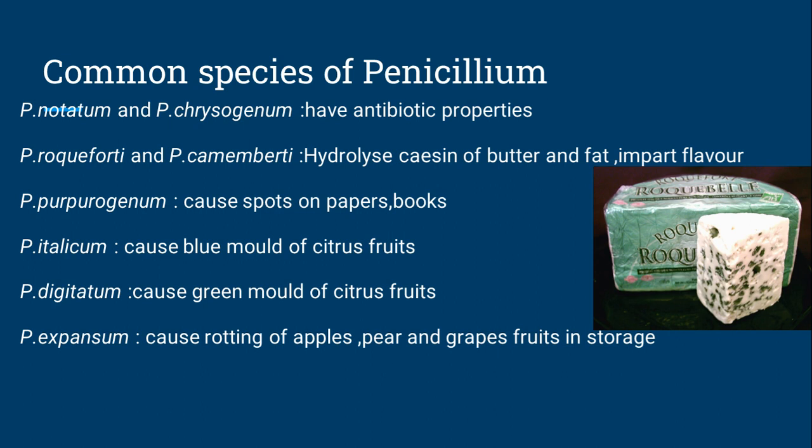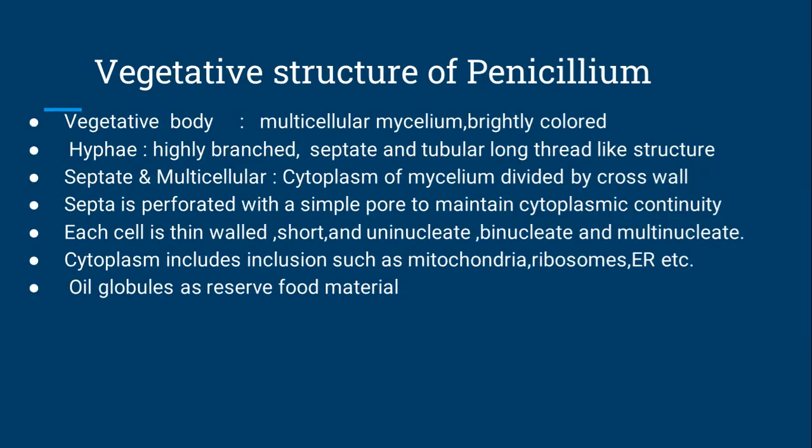And one more species is there, Penicillium expansum, which causes the rotting of apples, pears and grapefruits in storage. So these are some of the common species of Penicillium. Now let us discuss the vegetative structure of Penicillium.